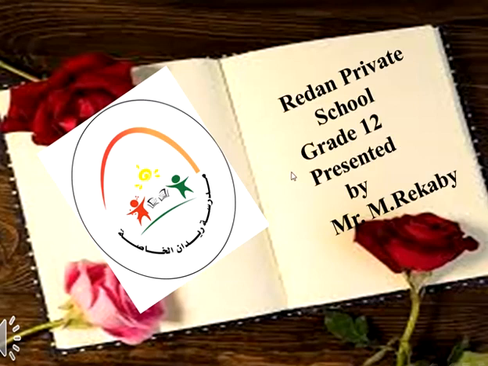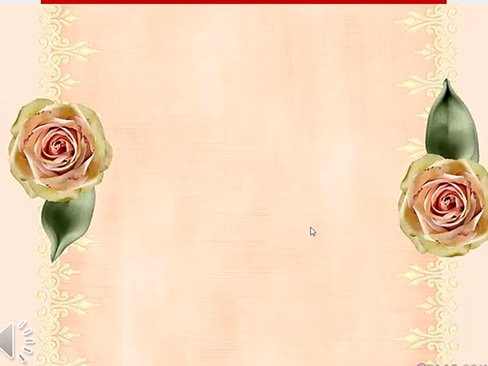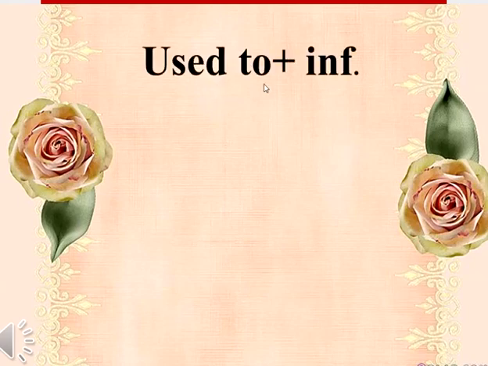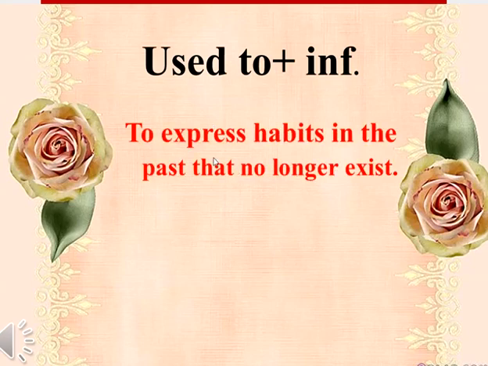Today we are going to discuss a grammar point presented by Mr. Rukabie. We will discuss the structure "used to" plus imperative. We use the structure to express habits in the past that no longer exist. For example, if I used to do something in the past, but nowadays I don't do.